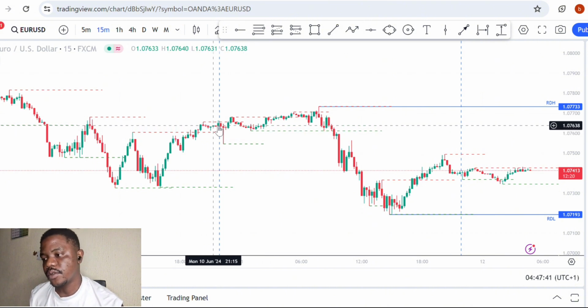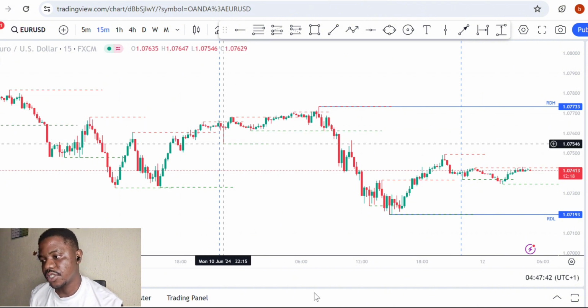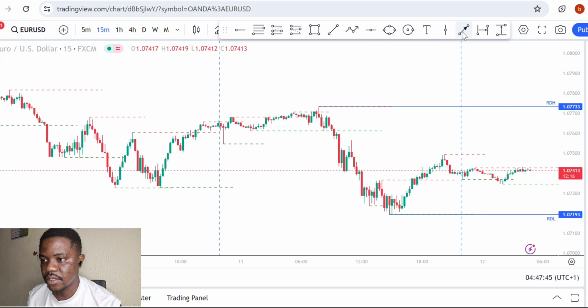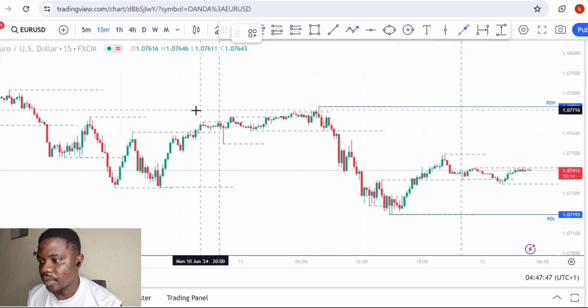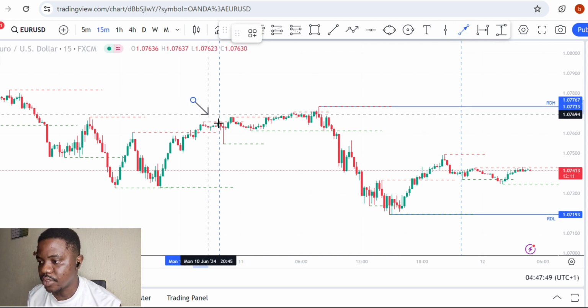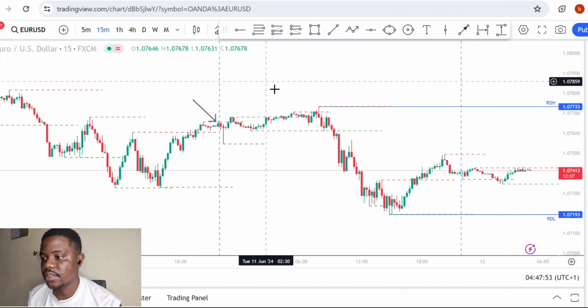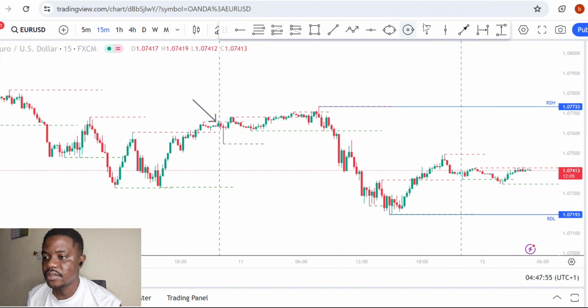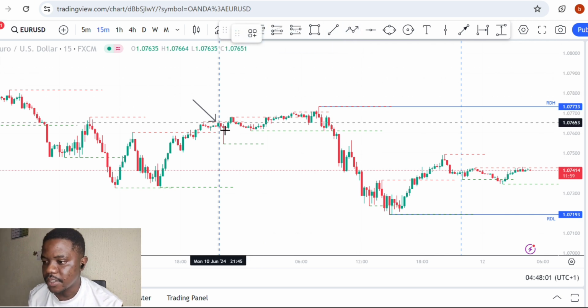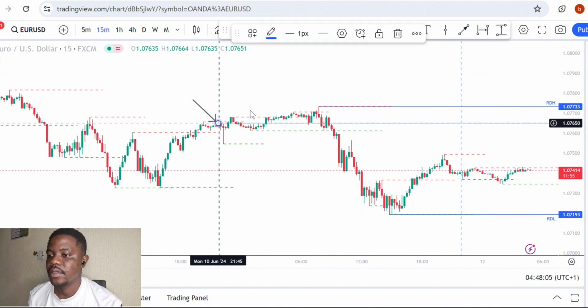So the closure of the body of the candle is this bullish candle here. Let me highlight it a little for you to see. It's this particular bullish candlestick here. This is raw price action, guys. So you see that particular candlestick, you want to bring in your horizontal line and mark it just at the tip right there.